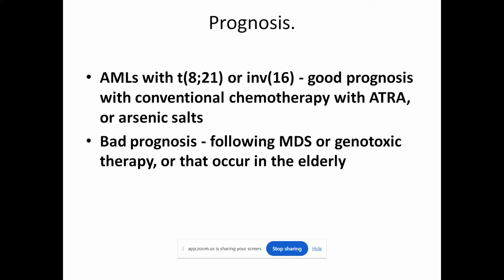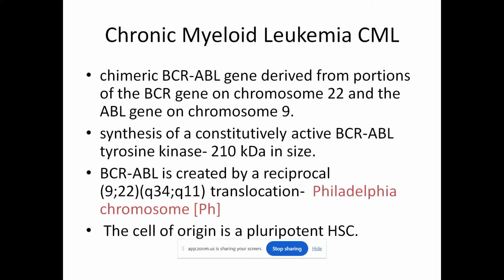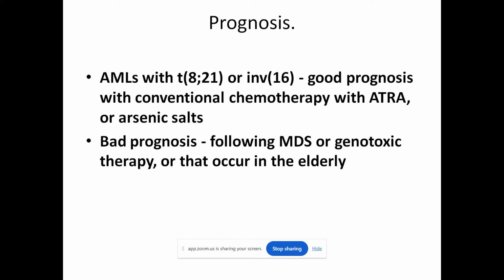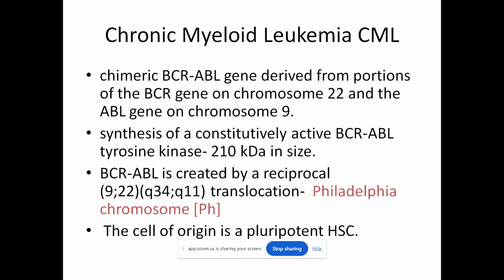Coming to the prognosis, if the patient has 8;21 or inversion 16, they have a good prognosis. If the AML is associated with MDS or therapy, or in elderly patients, it carries a bad prognosis. So this is about acute myeloid leukemia. Then we will go to chronic myeloid leukemia.